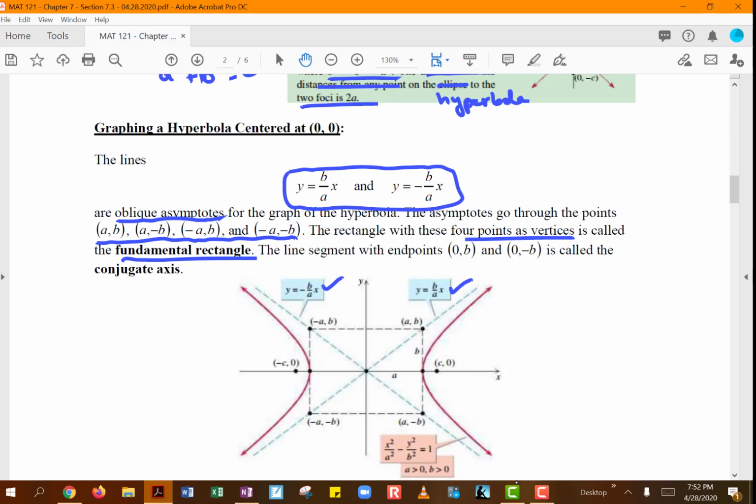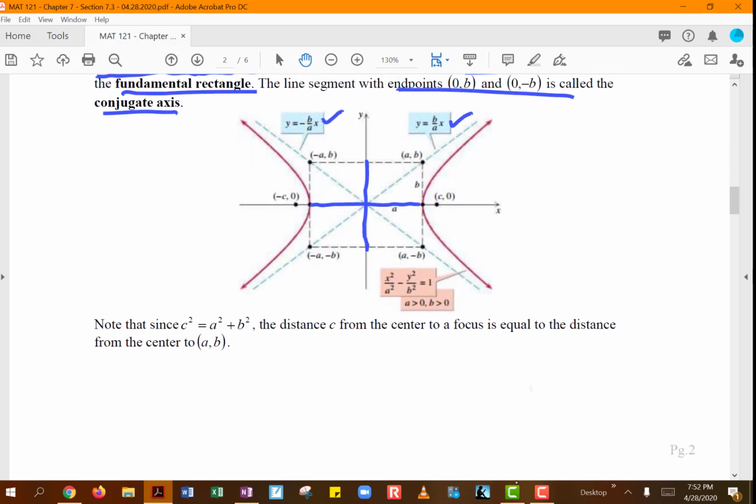So that will give you y = (b/a)x and y = negative (b/a)x. And then they are talking about the line segment that has the endpoints (0, b) and (0, negative b). So they're talking about this line segment here, which is what we call the conjugate axis. So remember, the smaller one is the conjugate axis and the longer one is the transverse axis. Okay? Alrighty, so now let's go ahead and take a look at our example here.